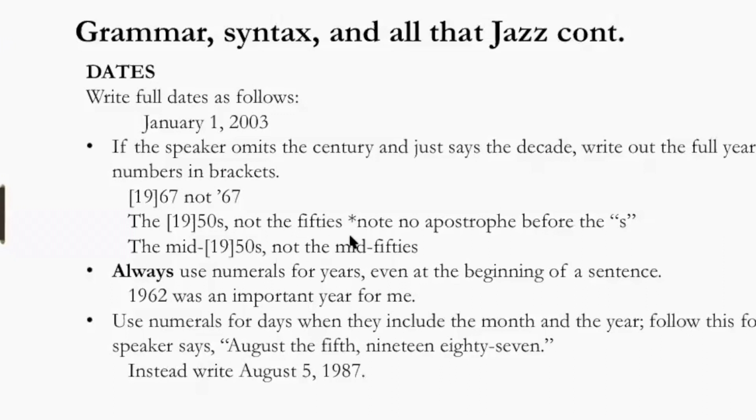A lot of the times people reference a decade period, 50s, 60s, 70s. So you would write it this way as well, and no apostrophes before the S. It's not a possessive, it's just the plural decade. Always use numerals for the years, even in the beginning of sentences like this. And you can use the numerals for the days as well when they include the month and the year. So in this particular formatting.